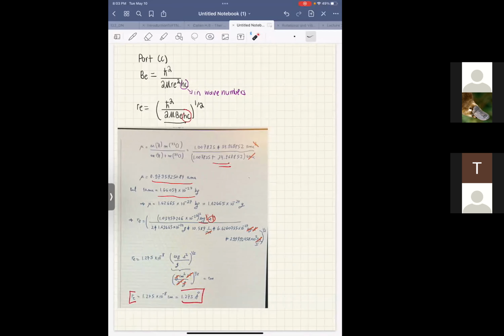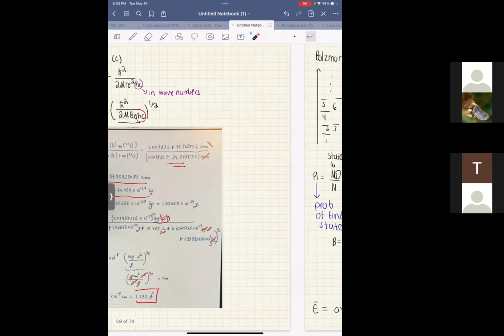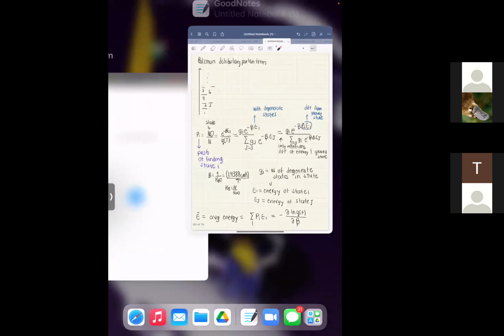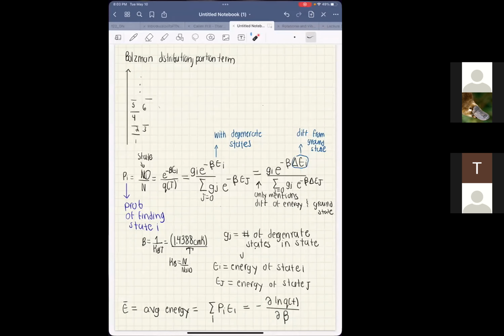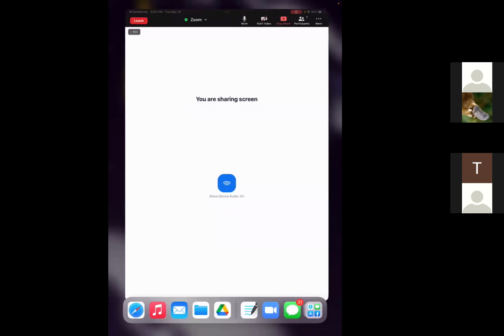Okay, so what I did for the next part is I went over one topic that you guys learned. So basically Boltzmann distribution. You guys learned this, right? Boltzmann distribution. I'm assuming you guys learned it, so let me just go over it.